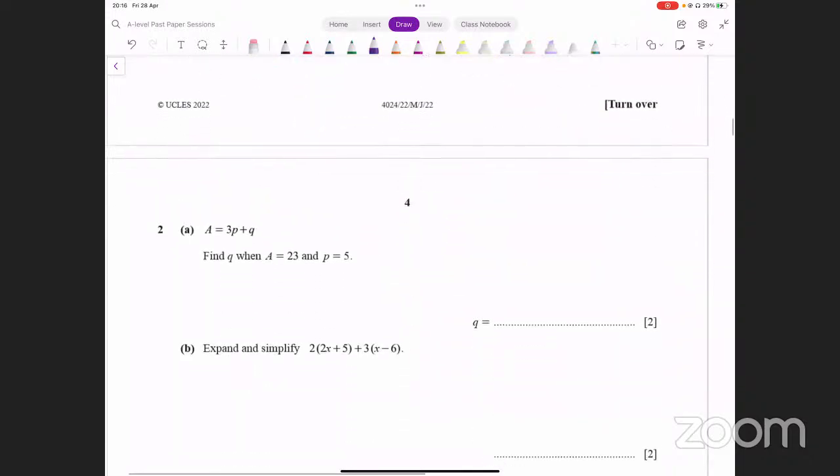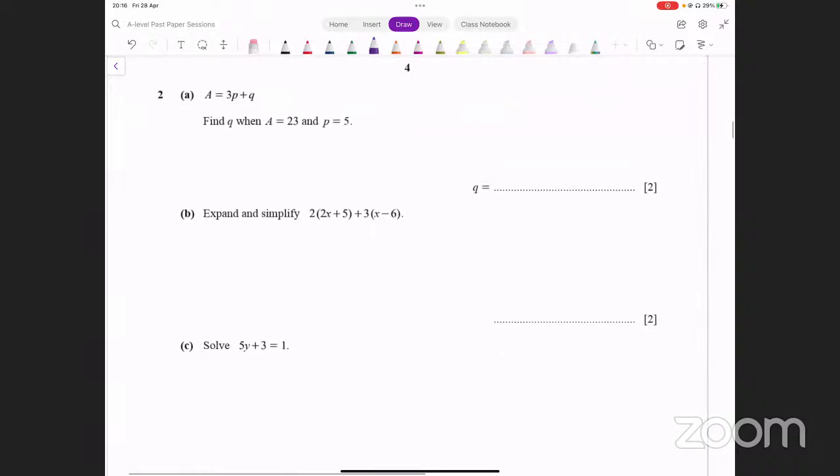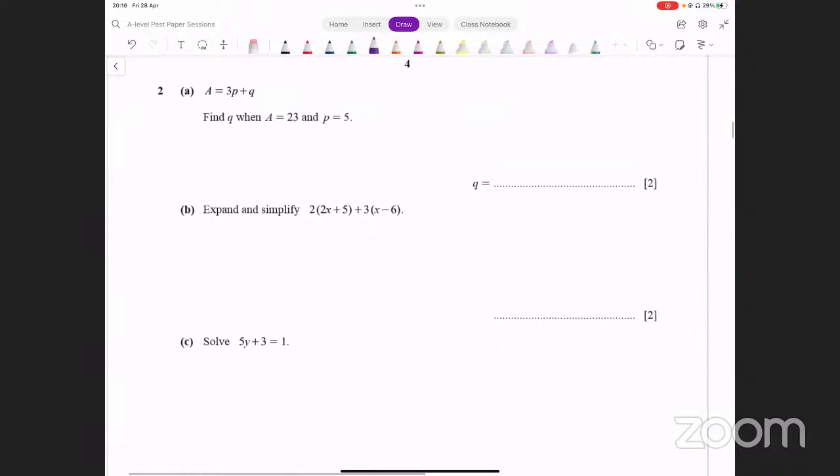Let's move on. Question number 2. Now, question number 2 says A equals 3P plus Q. We need to find Q when A equals 23 and P equals 5. Let's input these. That's all that I have to do. 23 equals 3 into 5 plus Q. Evaluate this. 23 minus 15, that's going to give you 8.